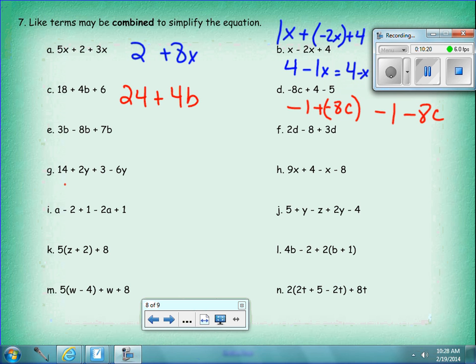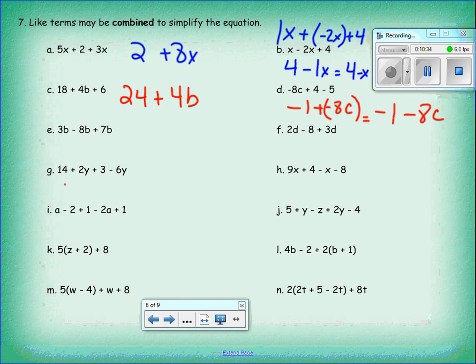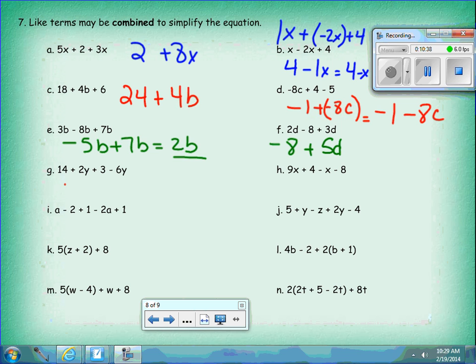Notice in C, we combined our constant terms: 24 plus 4b. In D, 4 minus 5 is negative 1, so negative 1 plus negative 8c, which is also equal to negative 1 minus 8c. In E, I noticed there were not any constants, so I just combined my like variables. 3b minus 8b is negative 5b, plus 7b is equal to 2b. In F, negative 8 is my only constant. Then I had 2d plus 3d is 5d.